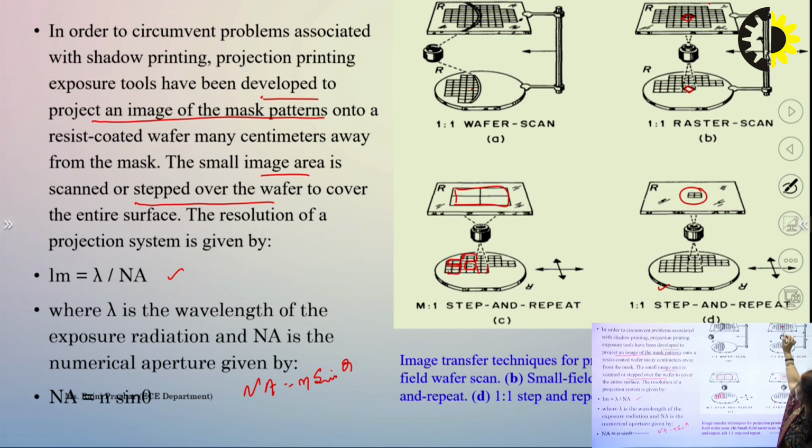From that large pattern we can draw a very small window, or we can project a part of the mask, which can be imprinted over the substrate.